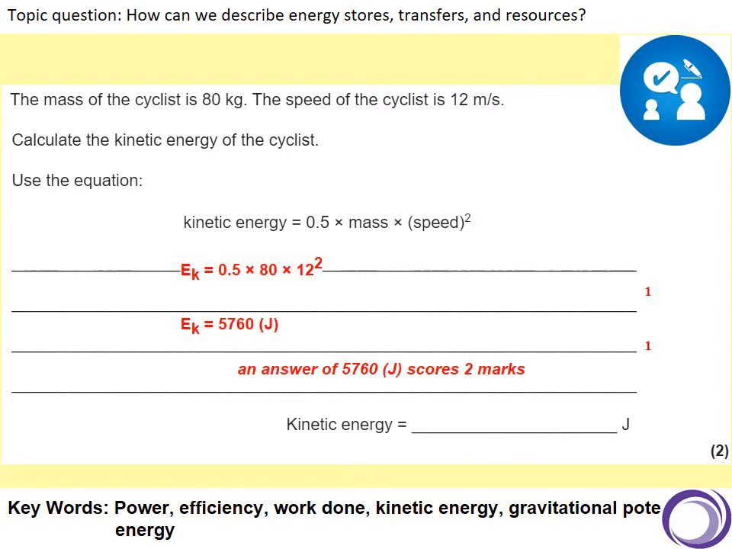So here we go. Here is your answer. So your kinetic energy is your 0.5 times by the 80 kilograms. So you remember 80 kilograms would be your mass, and then the speed is 12. You've got to make sure you square that before you use it in the rest of your equation. You should get an answer of 5,760 joules.